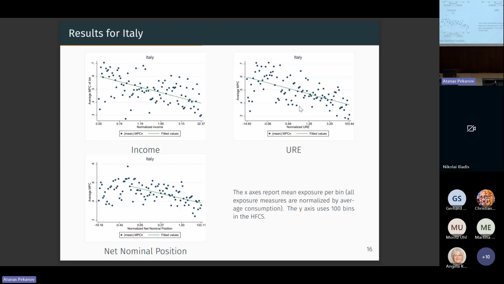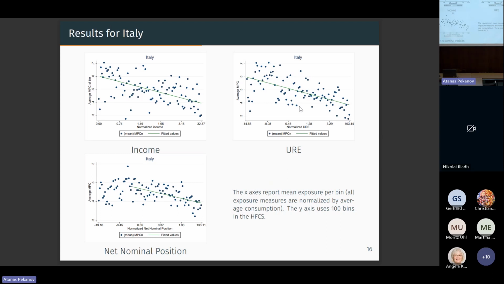And now I'll show you results, starting from Italy, showing that all 3 of these covariances, so this is just graphical, but we calculated them as covariances, are negative relationships. So in terms of income, poorer households have higher MPCs. In terms of unhedged interest rate exposure, poorer households have higher MPCs. In terms of net nominal position, poorer households also have higher MPCs. This is basically the distribution we have.